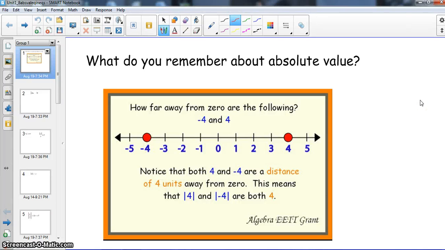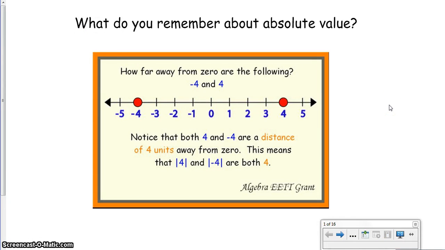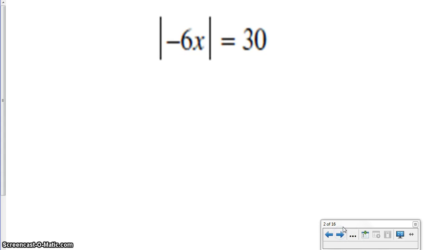Hey guys, tonight we're going to talk about absolute value. Most of you have done some things like this, but I'm kind of worried that you may not have done absolute value inequalities. So how far away from zero are the following, -4 and 4? Well, hopefully you know that they're both 4 away. Both the absolute value of 4 and of -4 are 4 units away from zero.